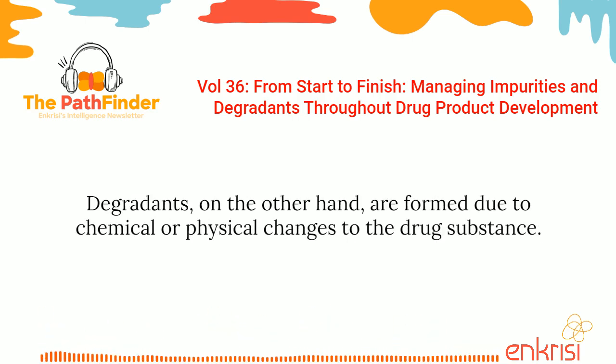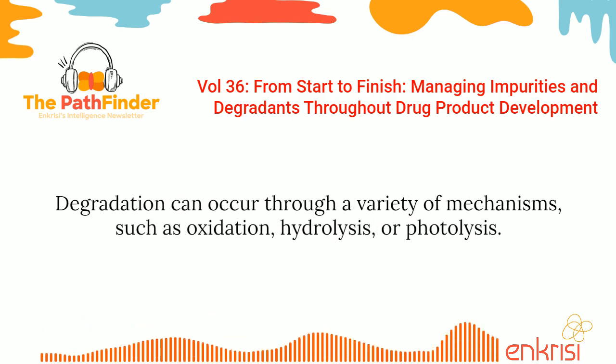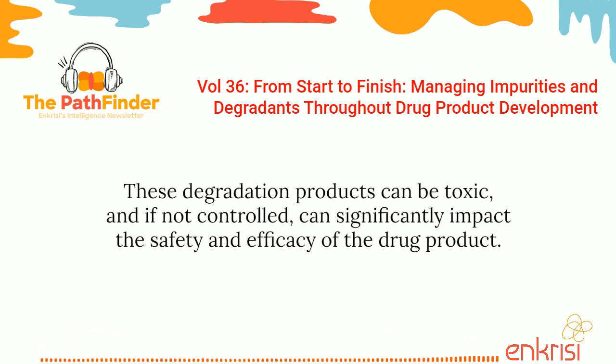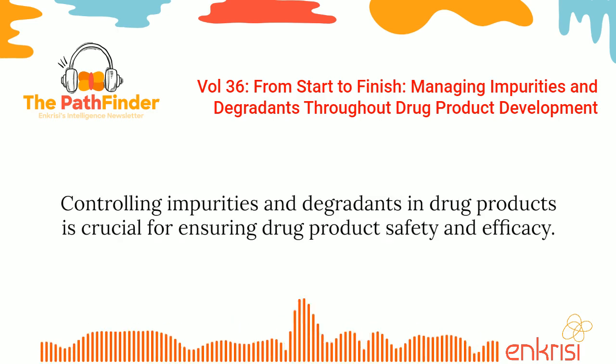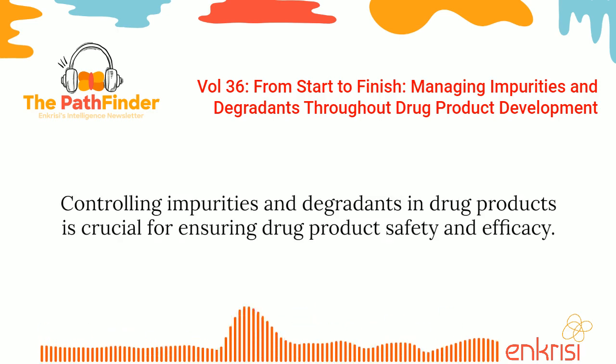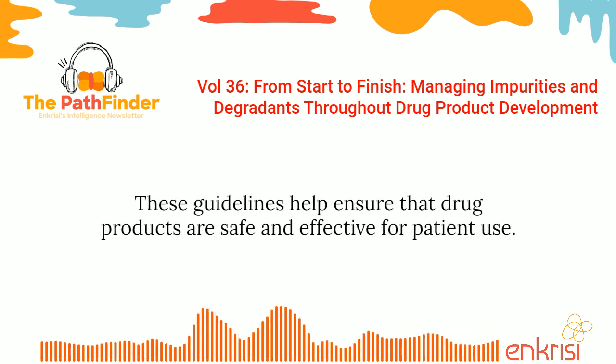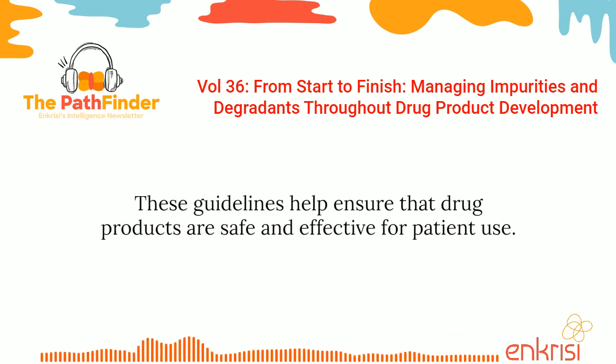Degradants, on the other hand, are formed due to chemical or physical changes to the drug substance. Degradation can occur through a variety of mechanisms, such as oxidation, hydrolysis, or photolysis. These degradation products can be toxic and, if not controlled, can significantly impact the safety and efficacy of the drug product. Controlling impurities and degradants in drug products is crucial for ensuring drug product safety and efficacy. Regulatory agencies such as the FDA and EMA have established guidelines and regulations for impurities and degradants in drug products. These guidelines help ensure that drug products are safe and effective for patient use.